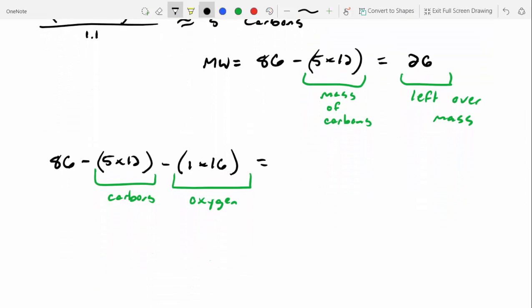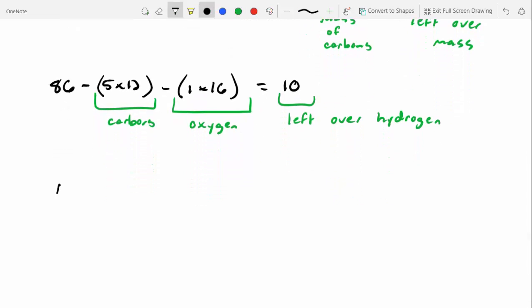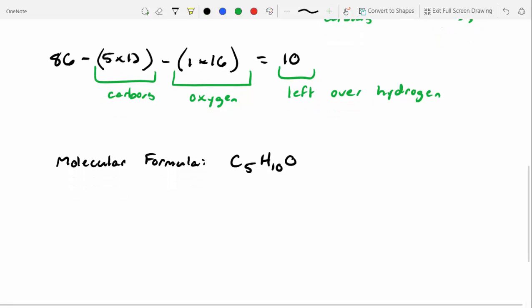So that would leave us with a mass of what left over? 10. Okay, so 10 left over. What do you think this leftover mass is probably? Yeah, leftover hydrogen. So when we look at this, we can propose the molecular formula. We could say, all right, this could be C5H10O as the molecular formula.